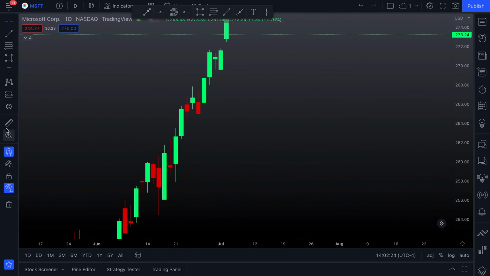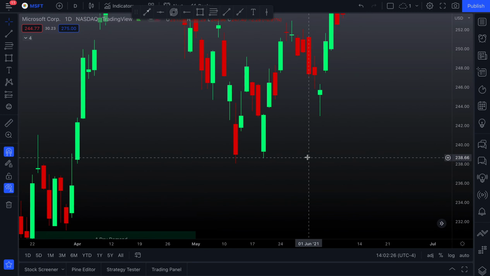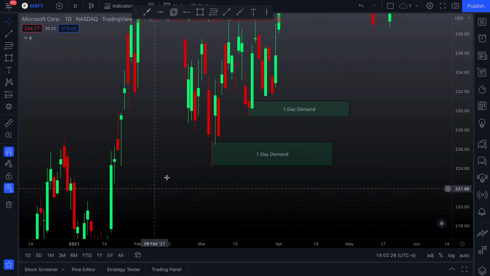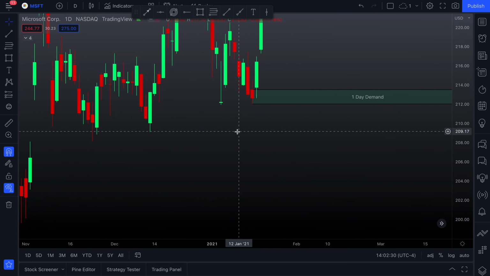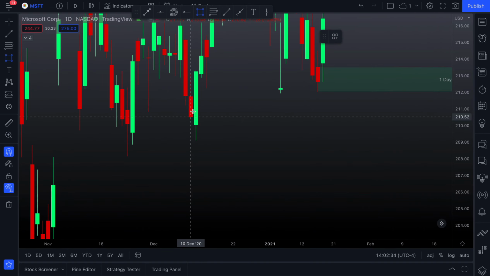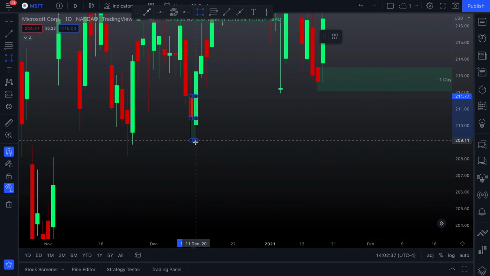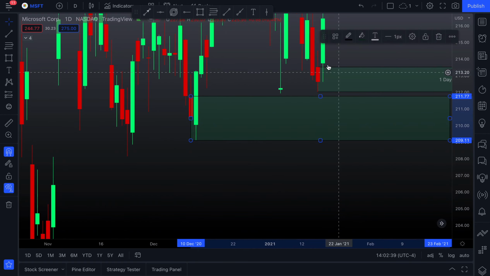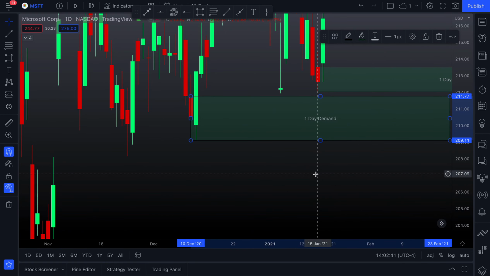I think this is engulfing. Looking for engulfing right now. Here we go, engulfing demand. So we go from the open of the red basing candle down to the low point of the 2. This becomes our 1 day demand.